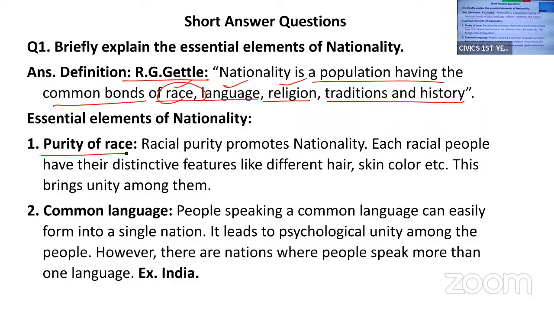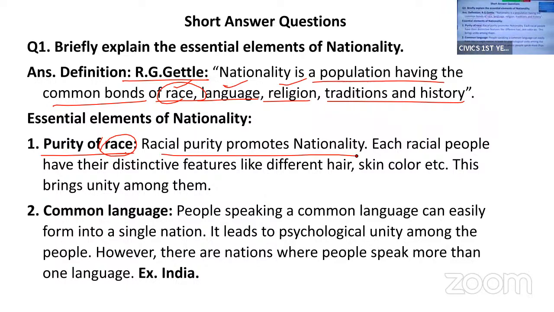Let us see the essential elements. The first one is purity of race. First, let me ask, what do you mean by race? Race is a distinct feature of a group of people, like the color of their skin, color of their hair, color of their eyes, and structure of their skull. All this contributes to the race. If you see all Indians, they have similar color of hair and skin. So racial purity promotes nationality.